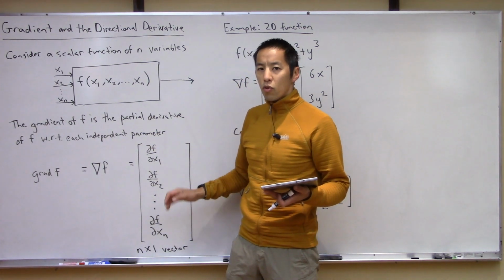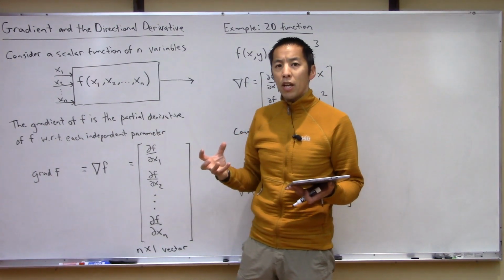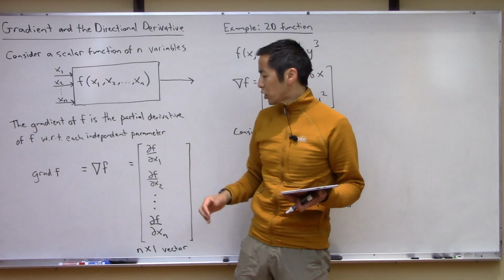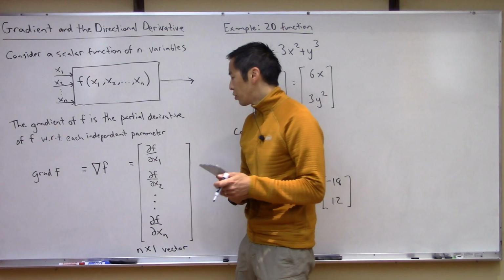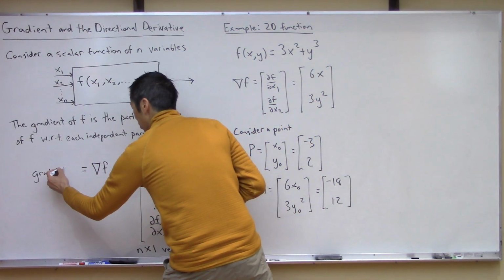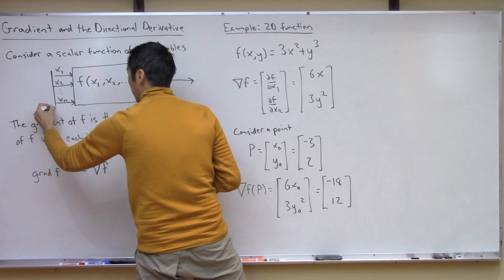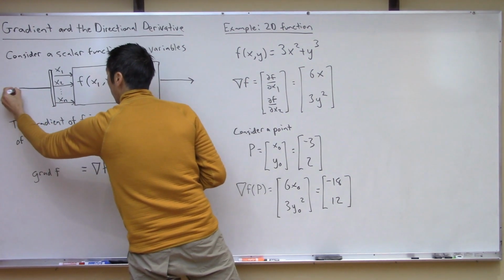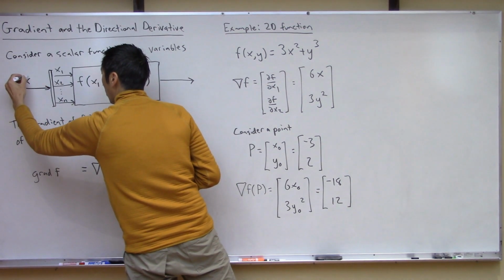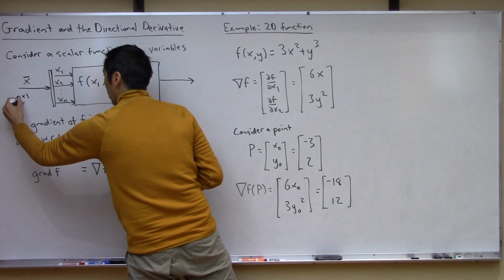Now, the thing that we would like to mention is to keep in mind that this vector is going to be a function of the input parameters, meaning depending on where you are in this function, this vector value is going to change. To better denote that, let's use the notation where you have all of these n independent inputs. Sometimes I like to think about these as all coming in as a big x bar.